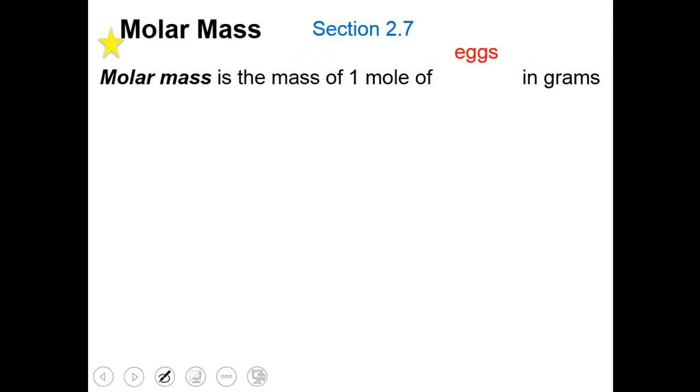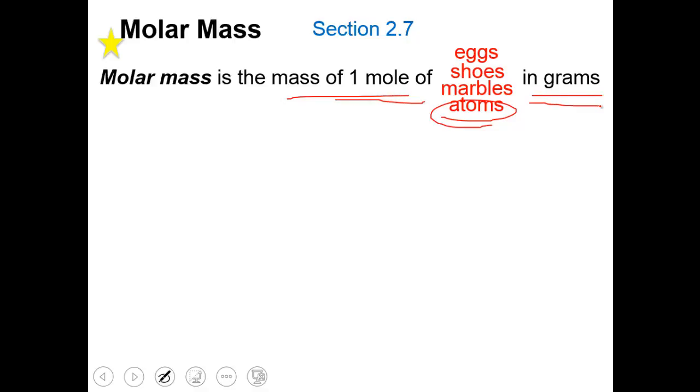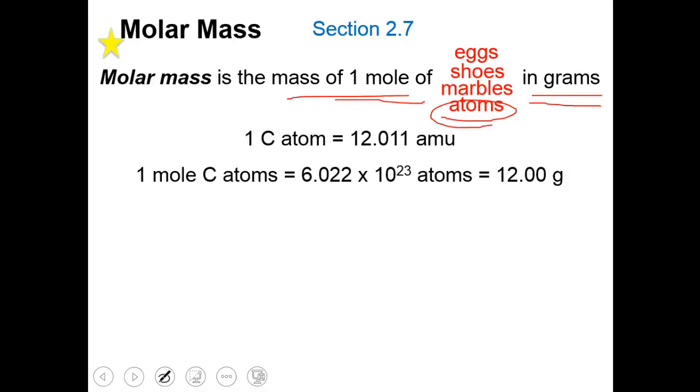So molar mass is the mass of 1 mole of anything in grams. So we could do eggs, we could do shoes, we could do marbles, okay? Or in our case, we're going to be doing atoms. So the mass of 1 mole of anything in grams. And so it will tell us that 1 carbon atom weighs 12.011 AMUs. 1 mole of carbon atoms is this number of atoms, because this is Avogadro's number, and it happens to weigh 12.011 grams of carbon, okay?